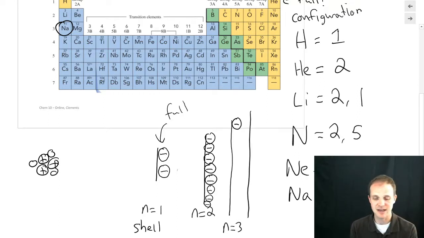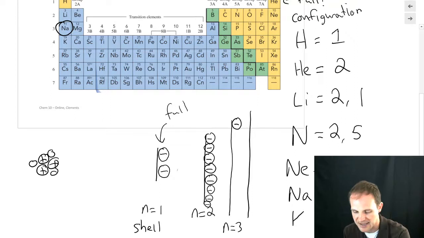And we just keep doing that. We go to argon, what do you think happens? We get 2, comma 8, comma 8, right? If you count across argon, there's 8 in that row. Then what happens? That row is full. And so let's go to potassium.